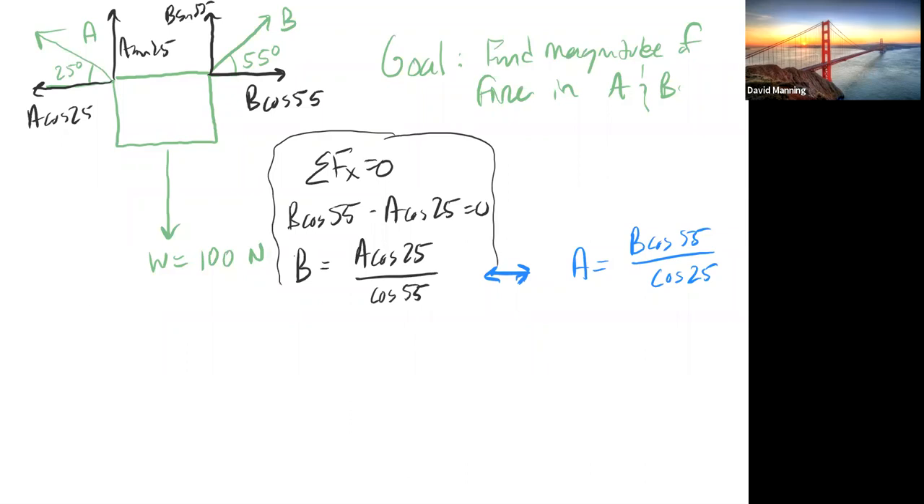Then in the y, we have A sine of 25 plus B sine of 55 minus 100 equals 0. How do we do, getting that far? Did we do all right? Did we get that far? Good. Now solve it the rest of the way out at your seats.